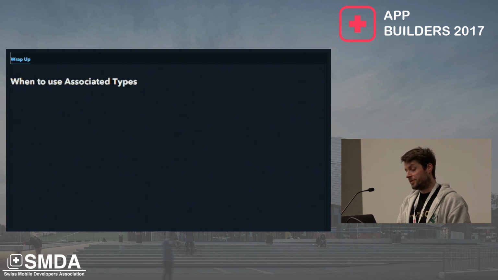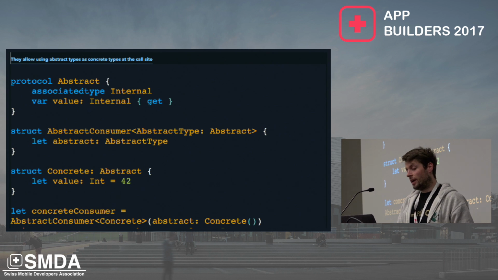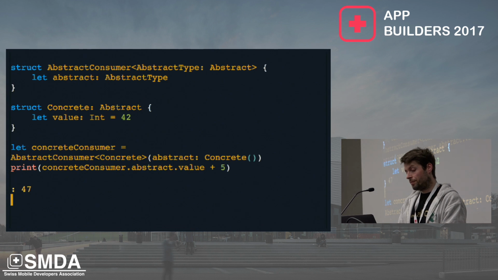Now I have a short wrap-up. Basically, when to use associated types. And there are really just 3 use cases. The first one is, as we've seen in the demo, when you want to use them as concrete types at the call site, which means when you have a type that is abstract, but when you actually use it in your code, you need to access the actual concrete implementations like we do here. We've seen a couple of examples of that.